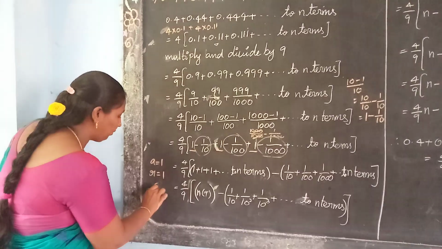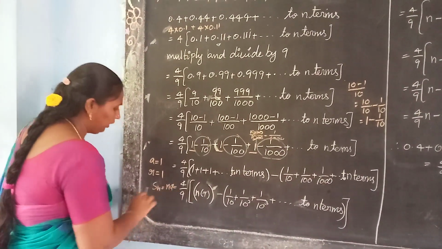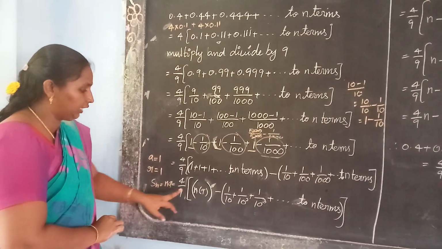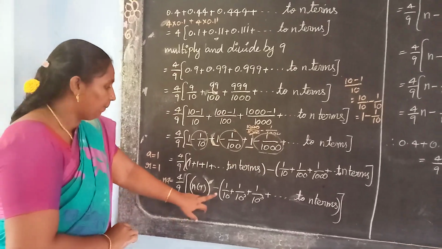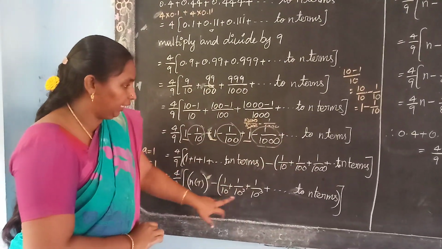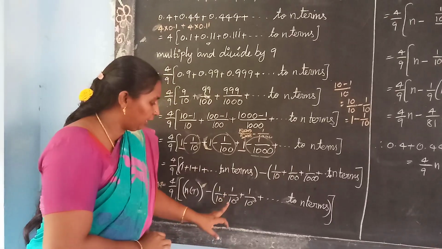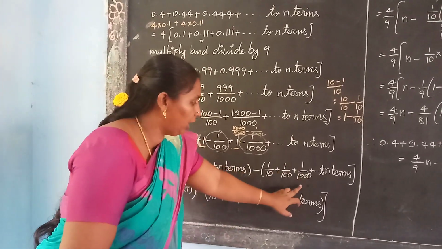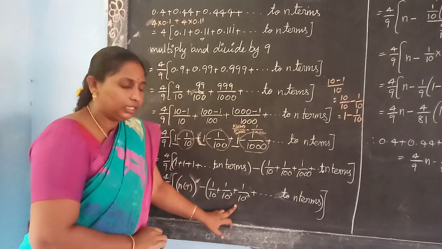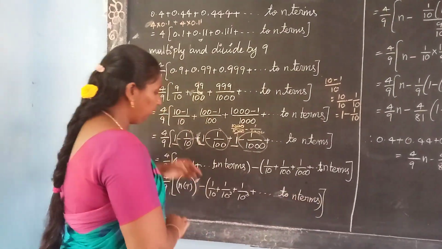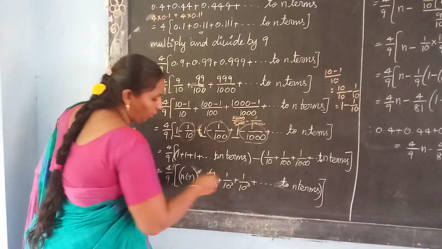What is the Sn formula? Na. Na, and A is 1, so you get n into 1. Okay. Minus, right, 1 by 10. 1 by 100 I have written as 1 by 10 square, plus 1 by 1000 I have written as 1 by 10 cube, plus and so on to n terms. So definitely this will form a GP.